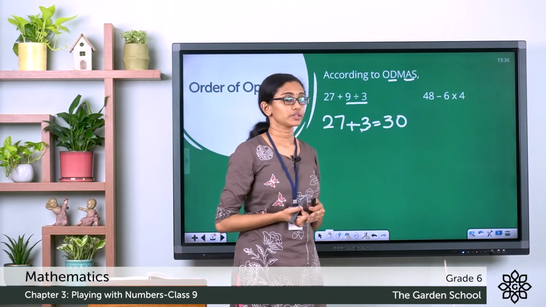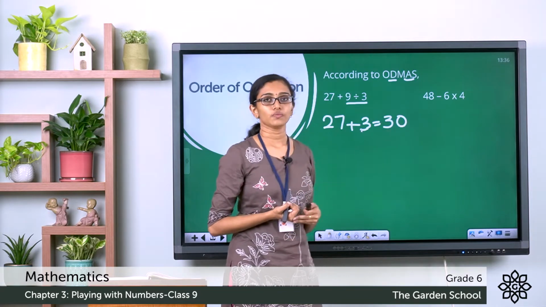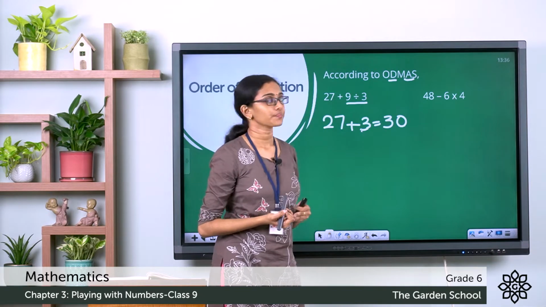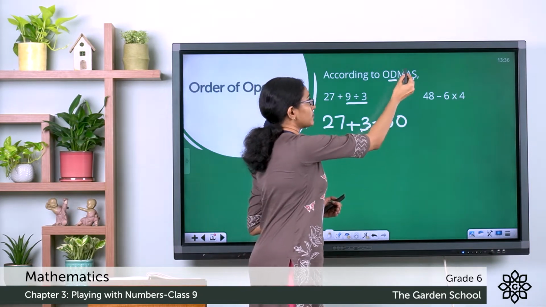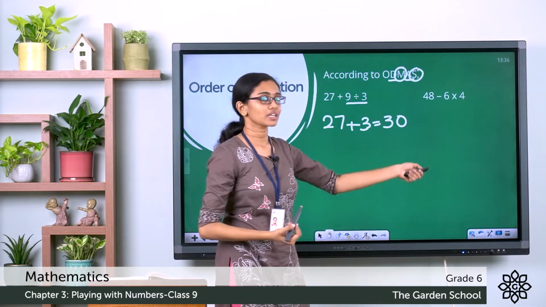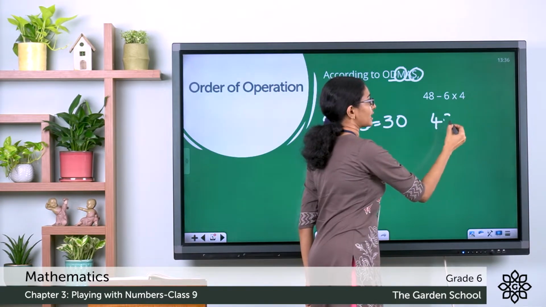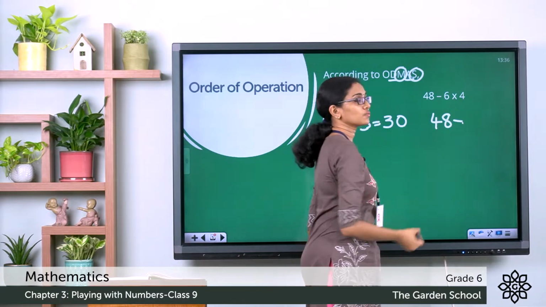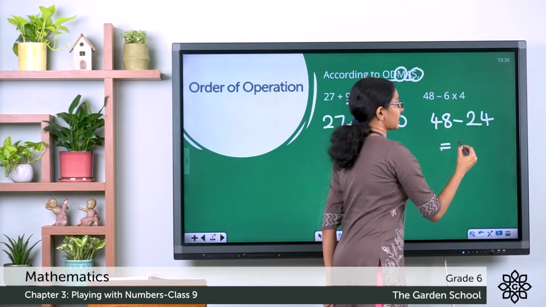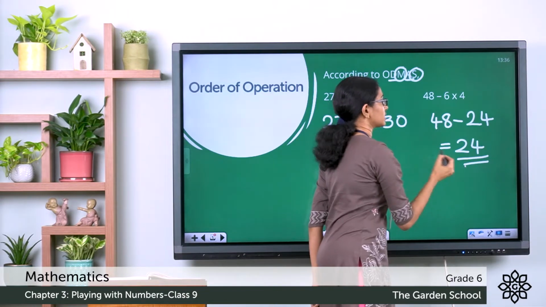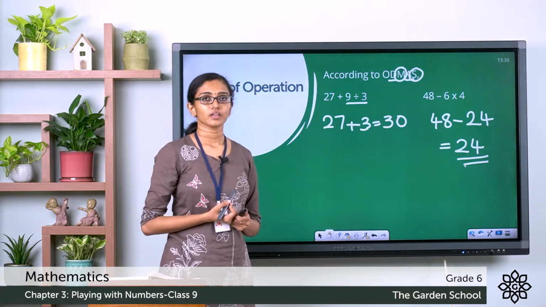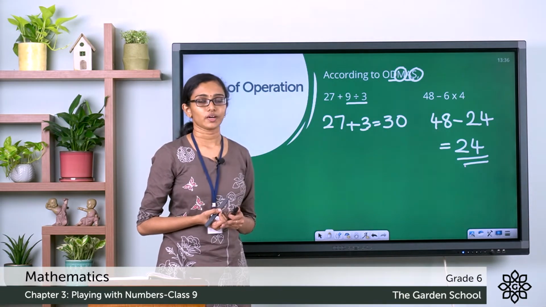Now the next example we saw, 48 minus 6 into 4. See, multiplication or subtraction, which comes first? According to ODMAS, multiplication has to be done before subtraction. So this becomes 48 minus 6 into 4, that is equal to 48 minus 24, which is 24. And the final answer is 24. So these are the right answers when we follow the right order. So I hope this is clear to you now.